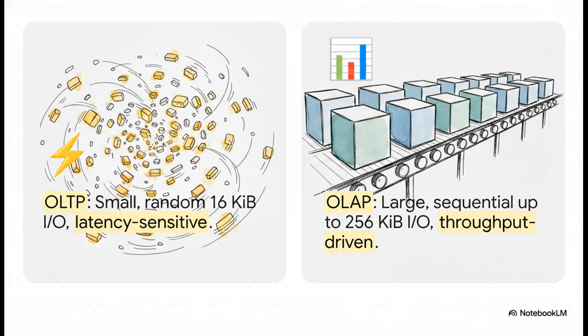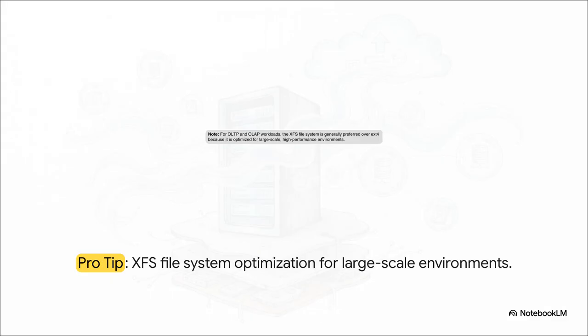On the flip side, we have OLAP workloads, like data warehouses. These guys are focused on complex queries over massive data sets. They're generating large sequential reads, sometimes up to 256 kilobytes. They don't care so much about latency. They are entirely throughput-driven. And this brilliantly illustrates why we typically handle these distinct needs differently at the operating system level.